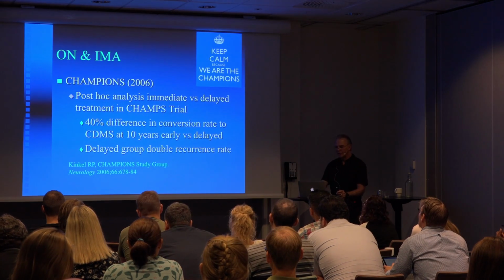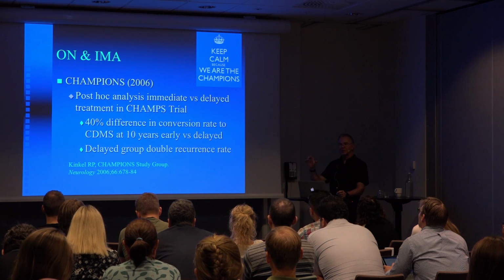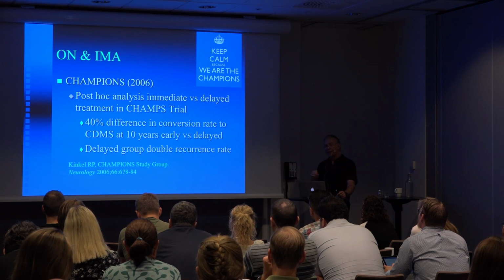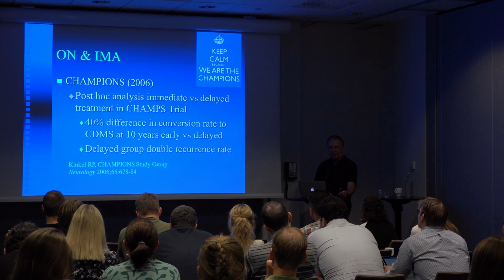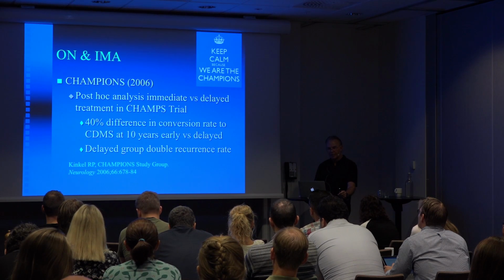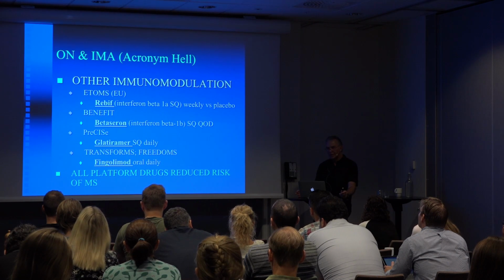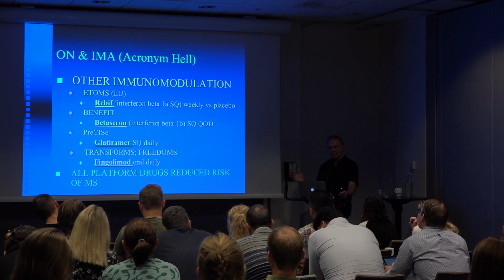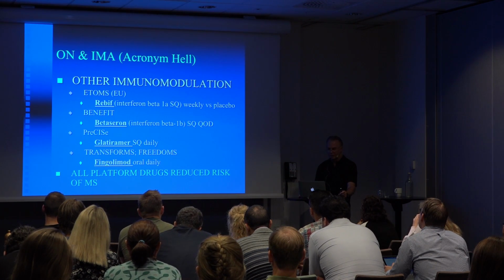This was followed by the so-called Champions study, which was analyzing whether the patients who got the treatment early did better than the patients who got the treatment later. And they did, actually. So the earlier treatment also reduced the risk of going on to clinically definite MS. And so that was further evidence that this medication reduced the risk for going on to MS. And since then, there have been lots of clinical trials looking at pretty much all of the platform drugs in multiple sclerosis, the risk of going on after a case of optic neuritis or another clinically isolated syndrome. They all reduce the risk.